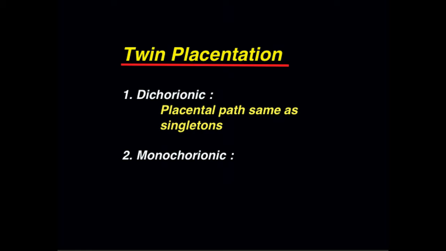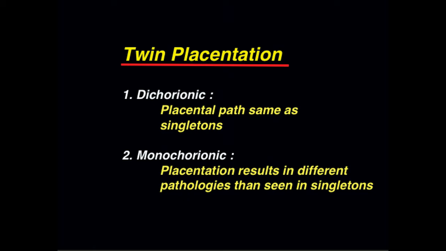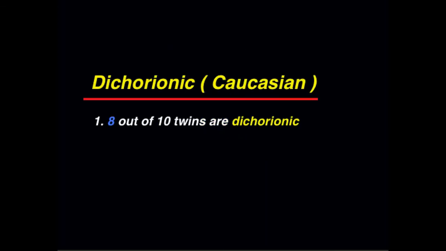But in monochorionic placentation, we are dealing with pathologies that are not only different than the pathologies seen in singletons, but they are different than any other individuals on Earth. These are pathologies that are only seen among twins who must share a placenta in the womb. As I said, it's fortunate then that the vast majority of twins each have their own placenta.